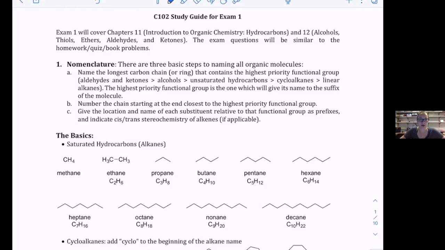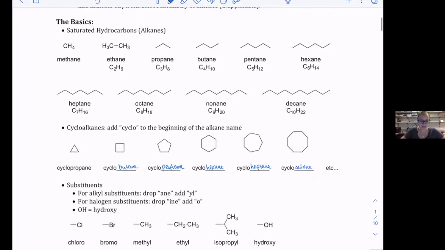And then the third thing that we need to do is to give the location and the name of each substituent as prefixes, and then indicate cis-trans stereoisomerism if applicable. So the basics of the hydrocarbons, what the base names are, has to do with the Greek prefixes and then -ane at the end. So methane is 1 carbon, and then it goes all the way up. We learned through 10, which is decane.